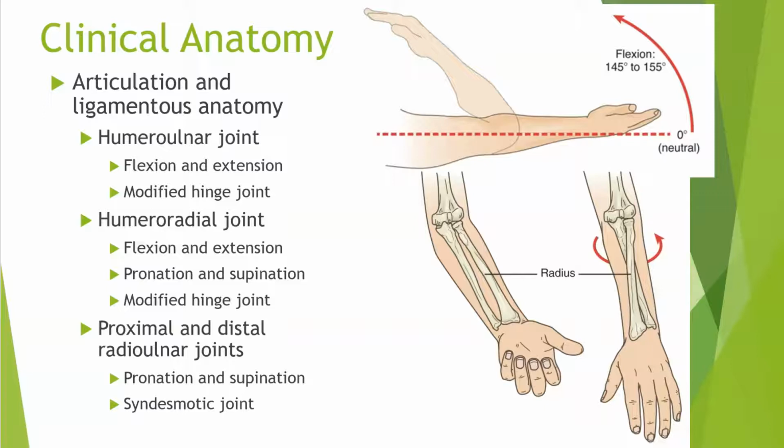Humeral radial joint, again, flexion and extension, but there's the possibility to pronate and supinate when we're talking about the proximal and distal radial ulnar joints. That part on the forearm is a syndesmotic joint.